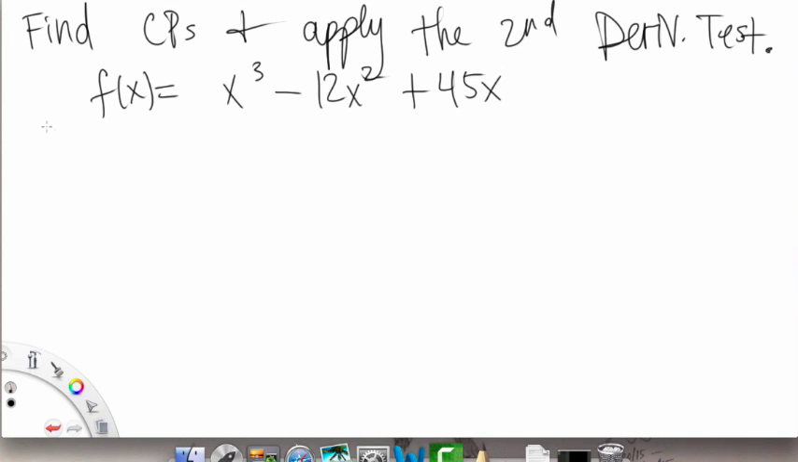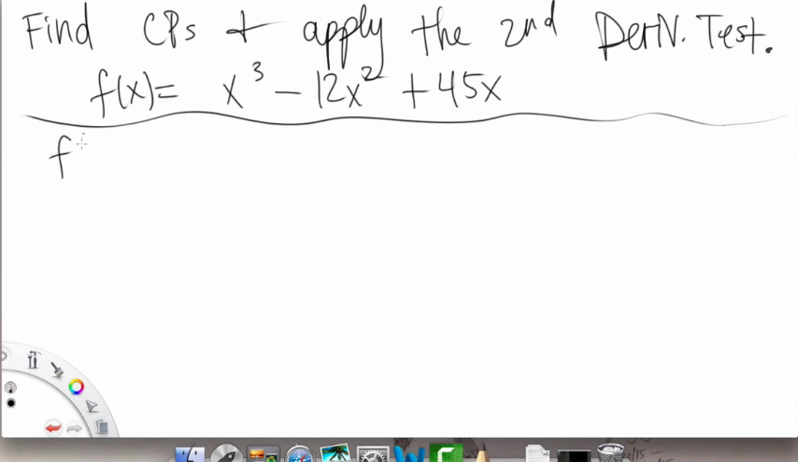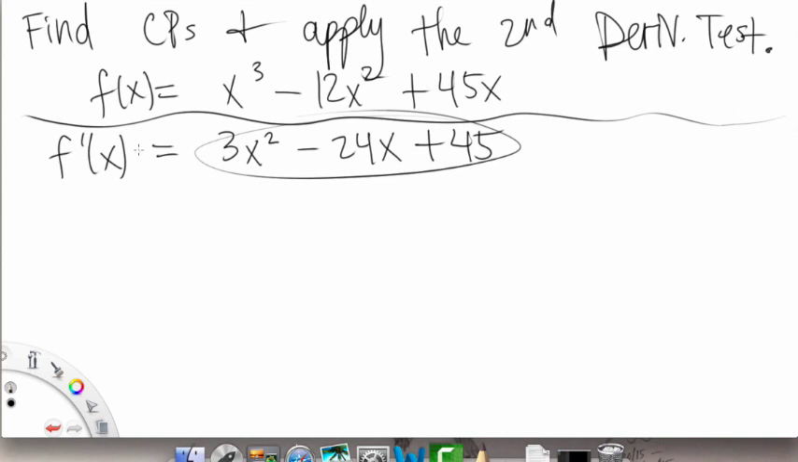We have a critical point when our f prime of x is equal to 0 or does not exist, so let's find f prime of x first. We're going to get 3x squared from the power rule, minus 24x, plus 45. So this is going to be defined for all x, right? There's no place where it could not exist.